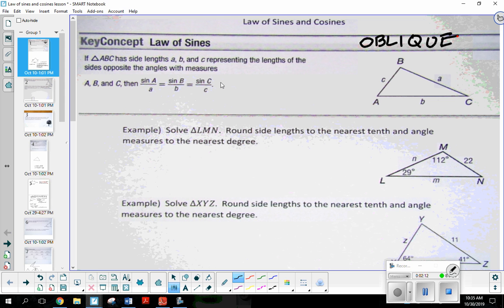Now, in order to use the law of sines, you have to have what's known as a pair. You have to have not only an angle measure, but the side length directly opposite that. That's what we're going to refer to as a pair. If you don't have a pair, then you're going to have to begin the problem with the law of cosines, and again, we'll talk about that later. But let's just get right into a problem and see what you guys think.